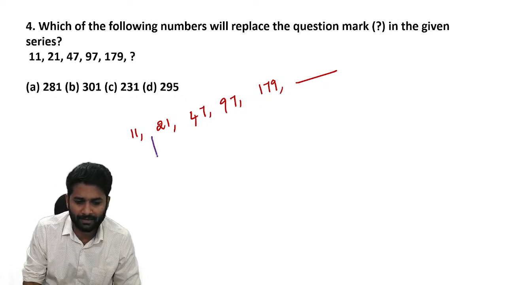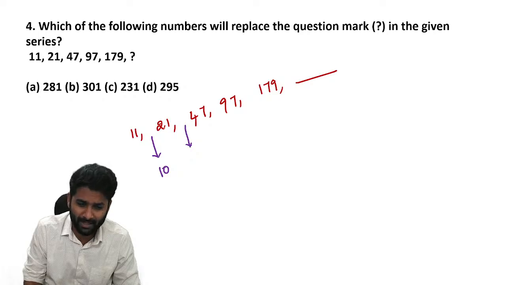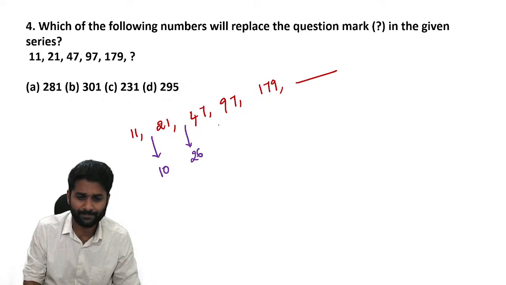Now see, the difference between 11 and 21 is 10 units. The difference between 21 and 47 is 26. Next, the difference between 47 and 97 is 50. And the difference between 97 and 179 is 82. What about the next number?